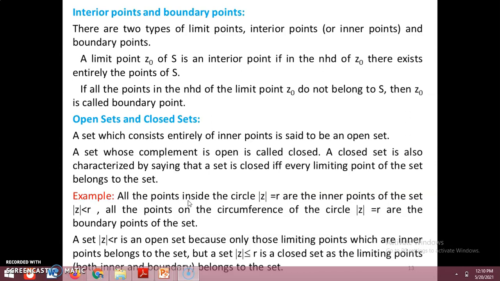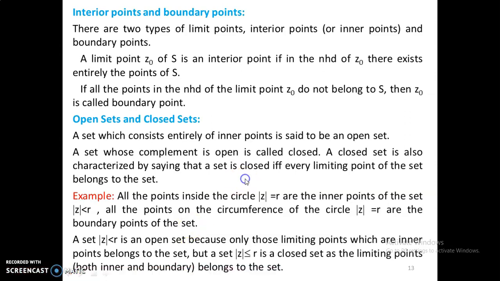So here the example is a circle. The circle including its boundary is a closed set, and the points within the circle form an open set. The set |z| < R is an open set because only those limiting points which are inner points belong to that set. But the set |z| ≤ R is a closed set, as the limiting points, both inner as well as boundary points, belong to that set.